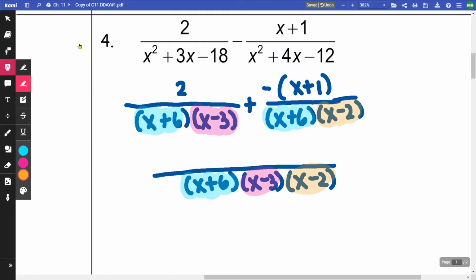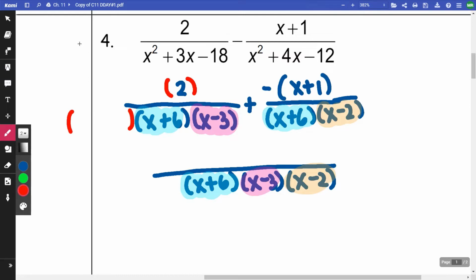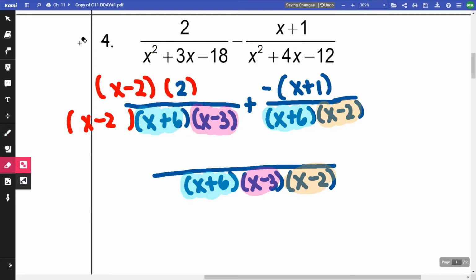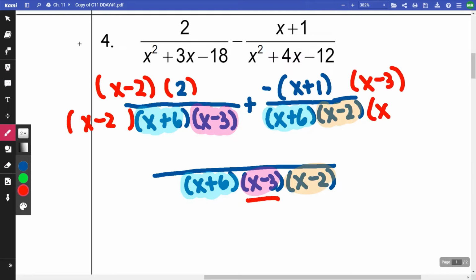So then I want to multiply by what they are missing. This one here did not have the x -2, so I'm going to multiply the top and bottom by x -2. This one here did not have the x -3, so I'm going to multiply top and bottom by x -3. So now each of my denominators will contain an x plus 6, an x -3, and an x -2.